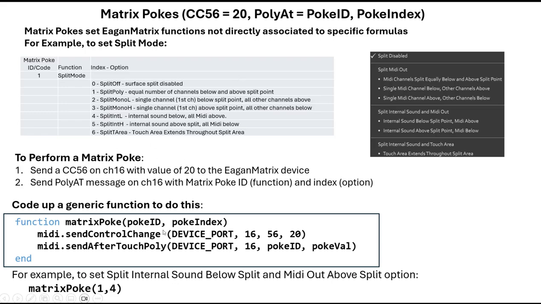function. So for example, if we want to change our split mode to number 4, internal sound below, all MIDI above, we'll send a value into that of 1, which is the matrix poke ID to change the split, and then we'll send a 4 that tells us what kind of split to change. This basically is doing what our current editor does.